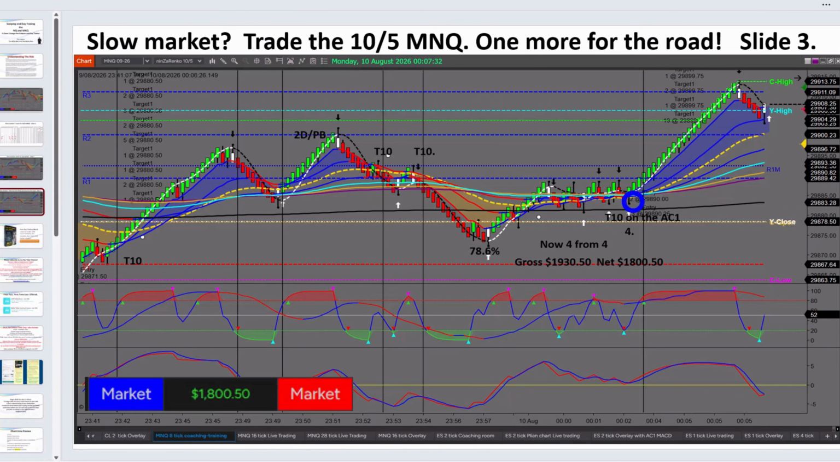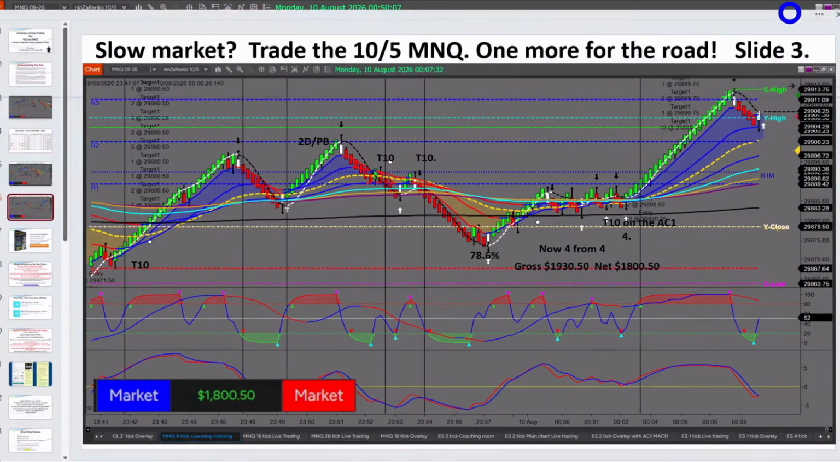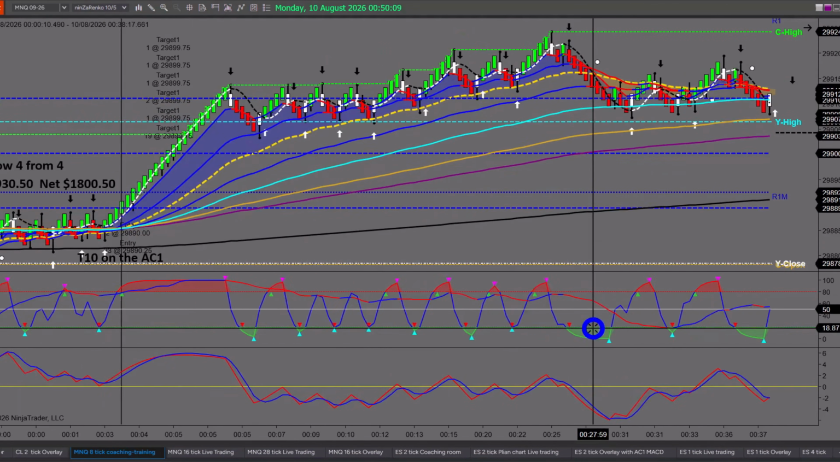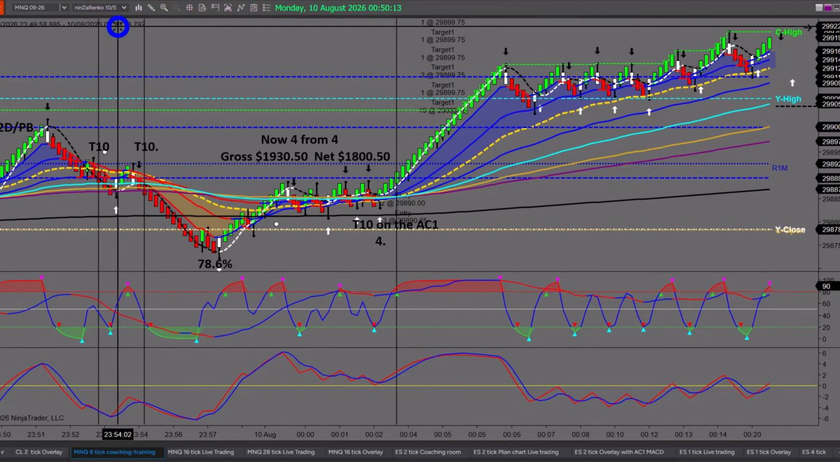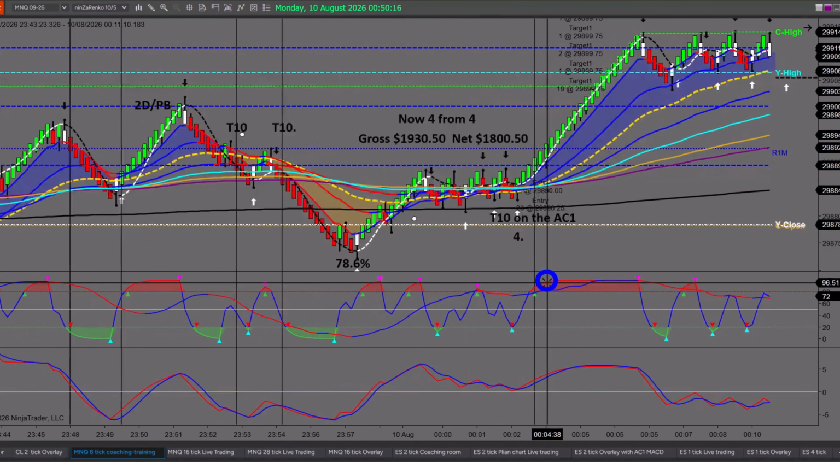And this is for members watching this. This is a T10 on the anchor chart 1. So let me just quickly go to the charts here. So what we're looking at here, traders, is a 10-5 Renko chart.